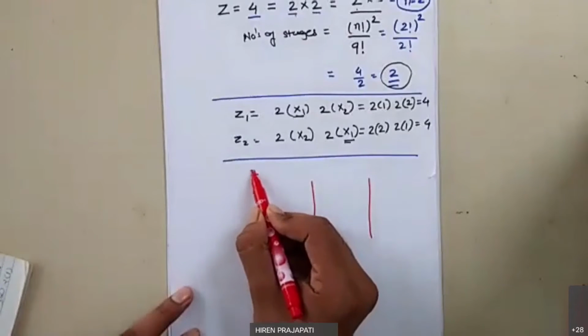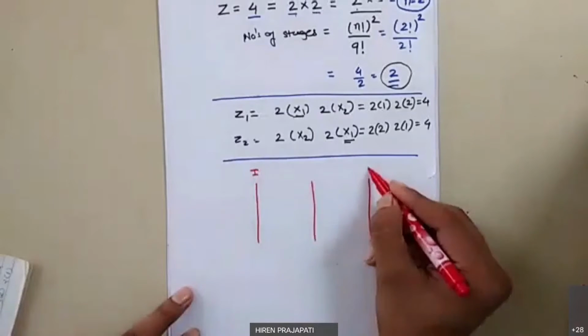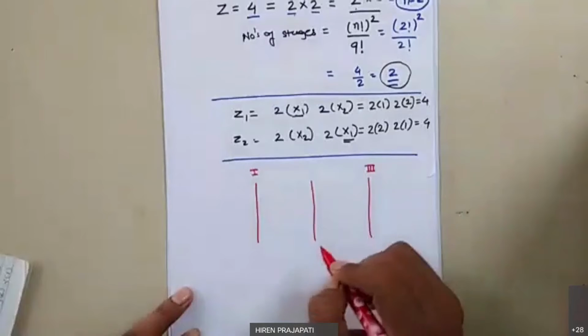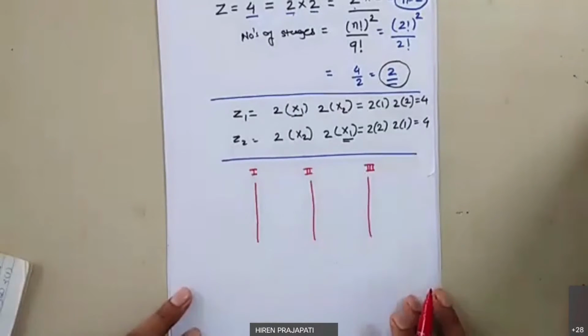This is called the input shaft, which is connected to the motor. This last one is called the output shaft, which is connected to the spindle. And this second one is the intermediate shaft, right?